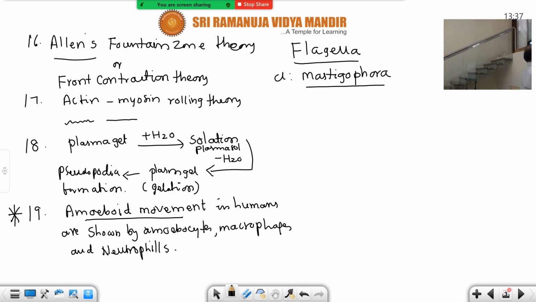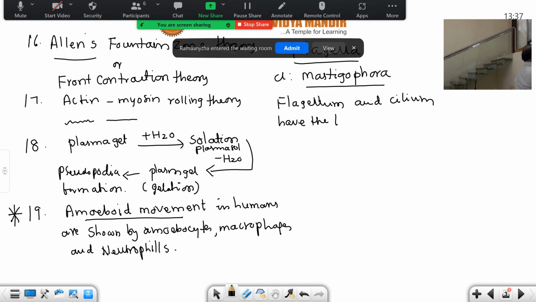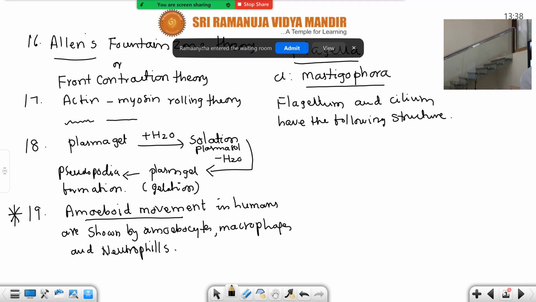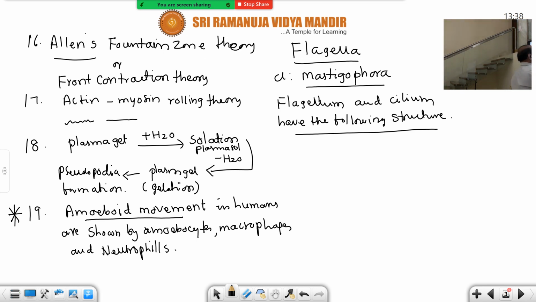The correct meaning is whip. Flagellum and cilium both have structurally similar features. Singular flagellum, plural flagella; plural cilia. Flagellum and cilium have the following structures. You have to study these structures carefully, very important, because the structure of the axoneme is given for a 4-mark question. The first one is the axoneme.